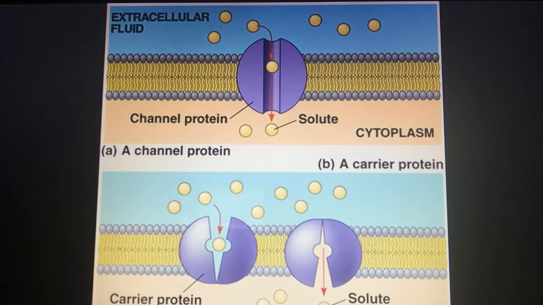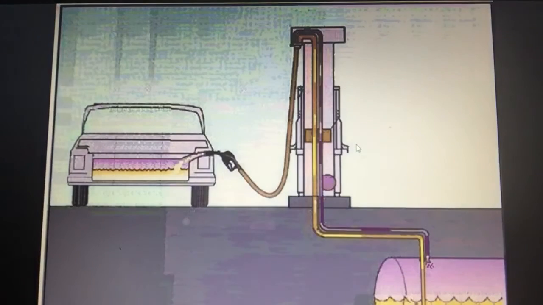So here's another example for you to understand. If you think about a gas station, the tanks with all the fuel in them are below your car, underground. In order to get the fuel from the underground tank to your car, the gas pump has to pump the fuel from a low area of concentration, the underground tank, to a high area, your car.